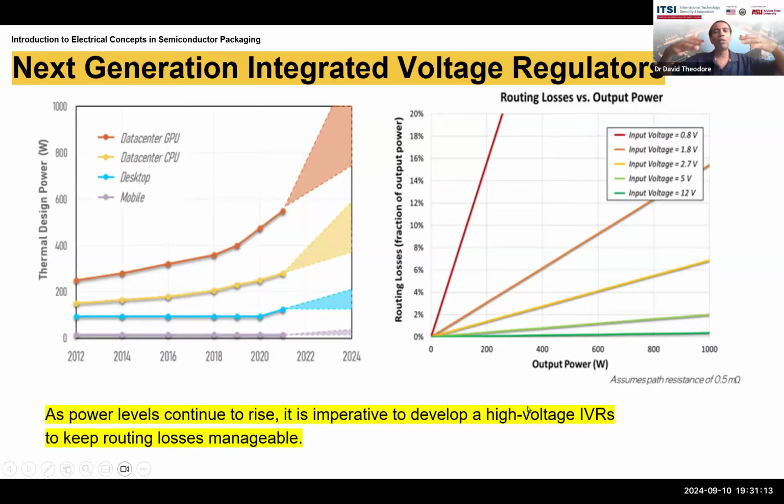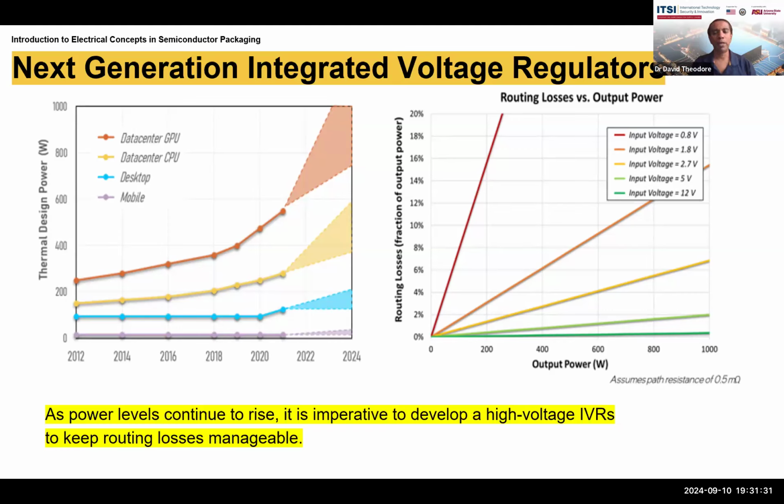So routing losses are basically, when we've got the power coming through these fat lines to the chip, there's resistance in these lines. And so the resistance in these lines is pushing back against the electrons that are trying to move to bring in the power. And because of that, the lines are losing power.